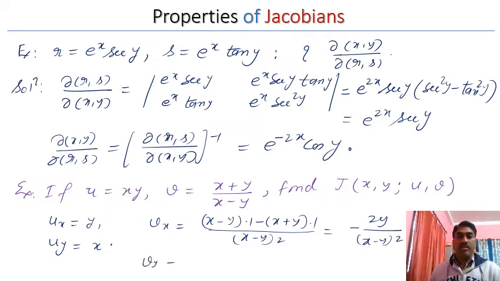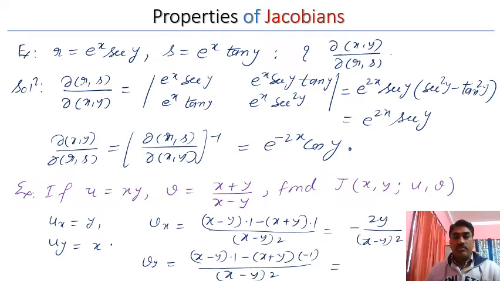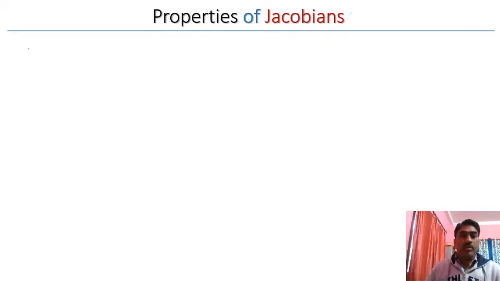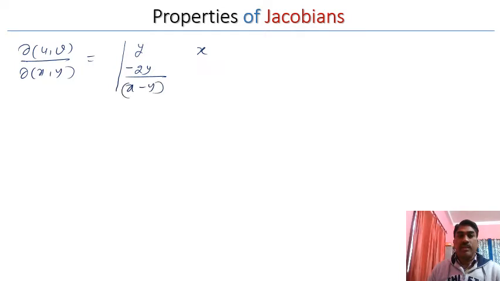Similarly, vy will be (x minus y) into 1 minus (x plus y) into minus 1, divided by (x minus y) whole square. So this will become 2x by (x minus y) whole square. Now write the Jacobian of uv with respect to x and y. So this will become y, x, minus 2y by (x minus y) whole square, and 2x by (x minus y) whole square.